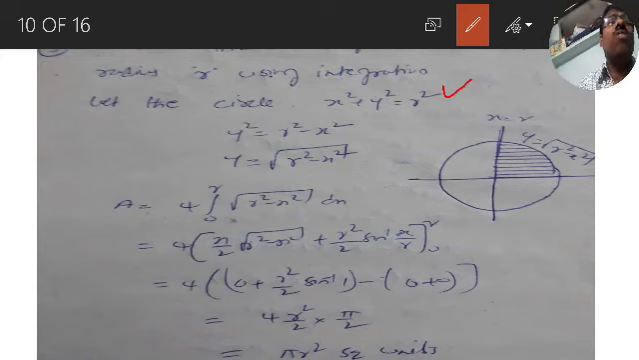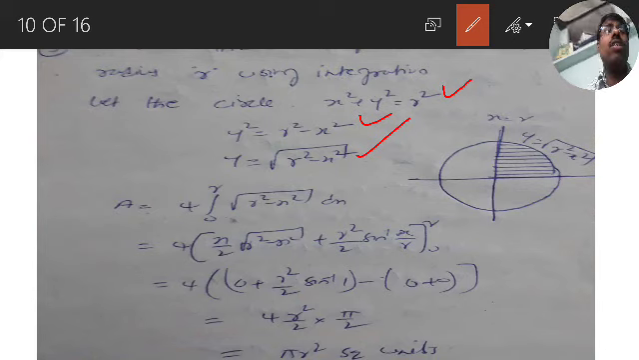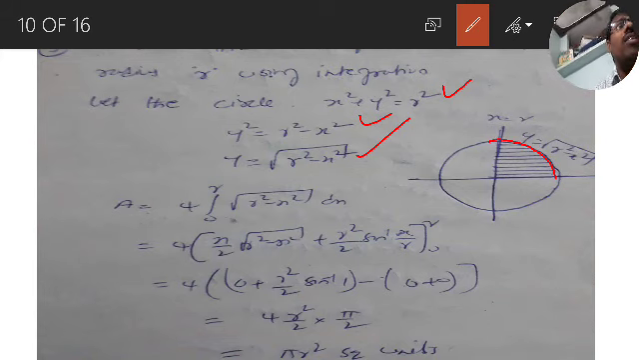From this, y square is equal to r square minus x square, and y is equal to square root of r square minus x square. Are you getting? x square plus y square is equal to r square, y square is equal to r square minus x square, and y is equal to square root of r square minus x square. So this is my curve, y is equal to square root of r square minus x square.